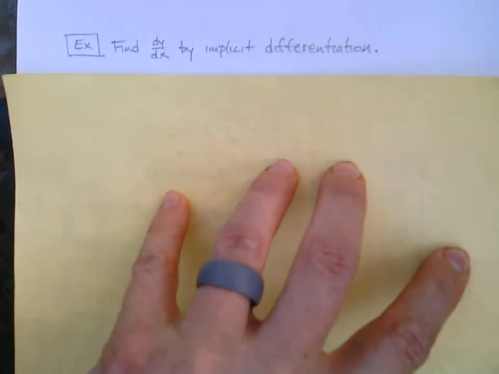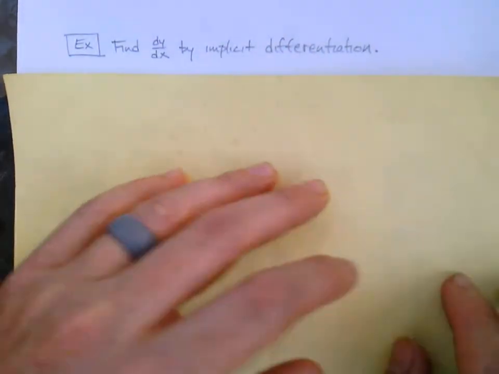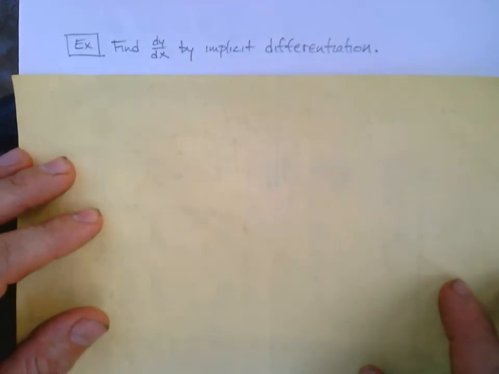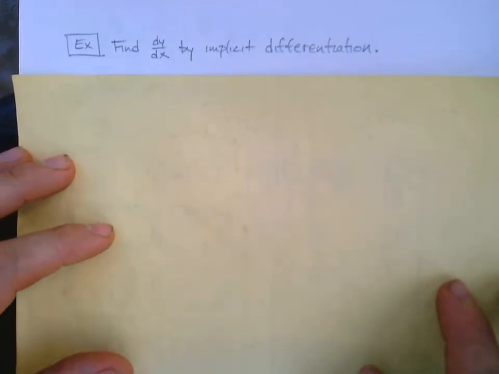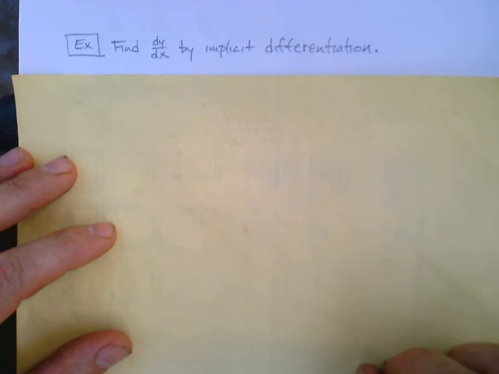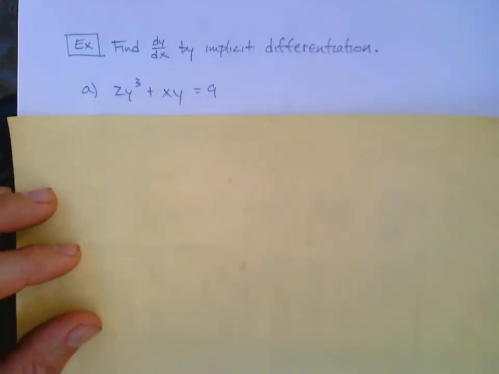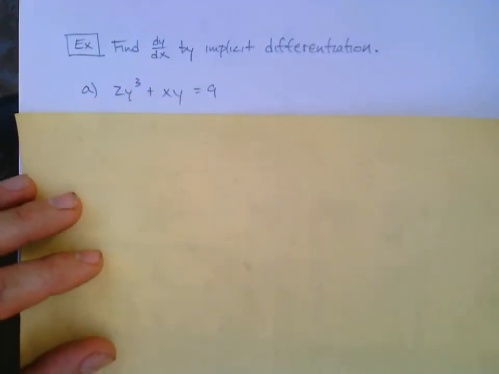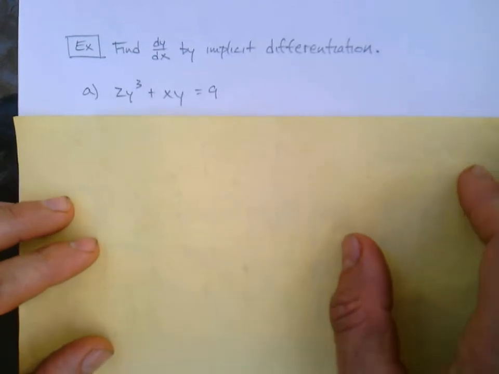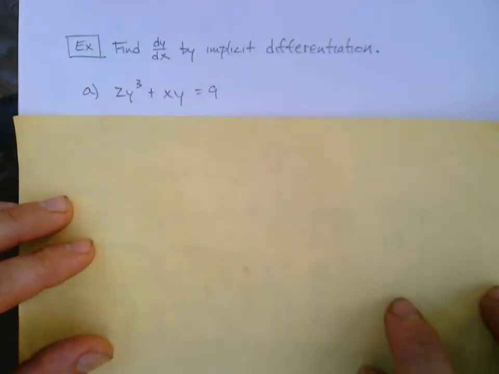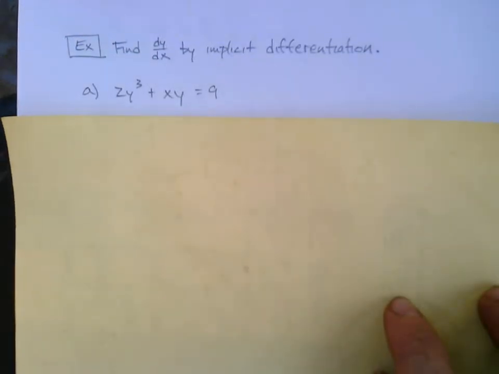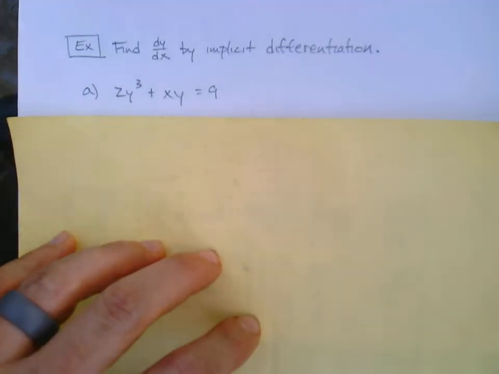Okay, moving forward, let's check this out. We're going to find dy over dx by implicit differentiation, looking at some more challenging implicit equations, starting with this. 2y to the third plus xy equals 9.